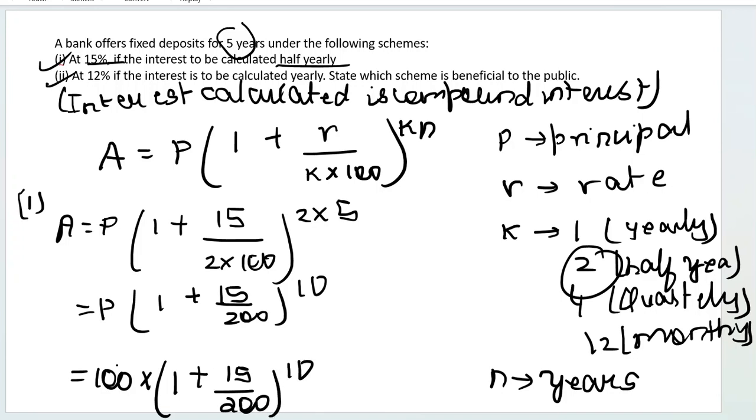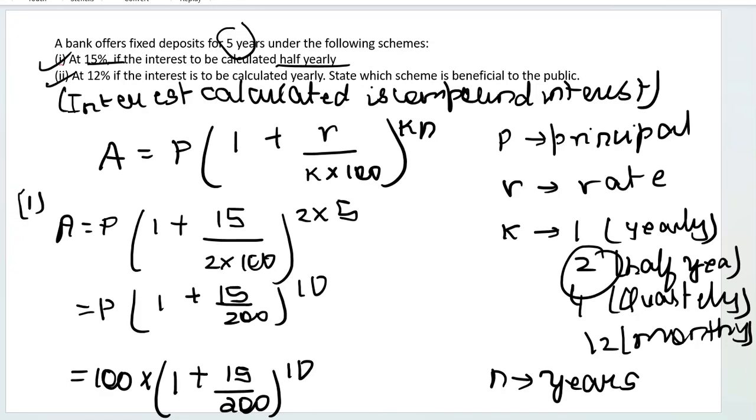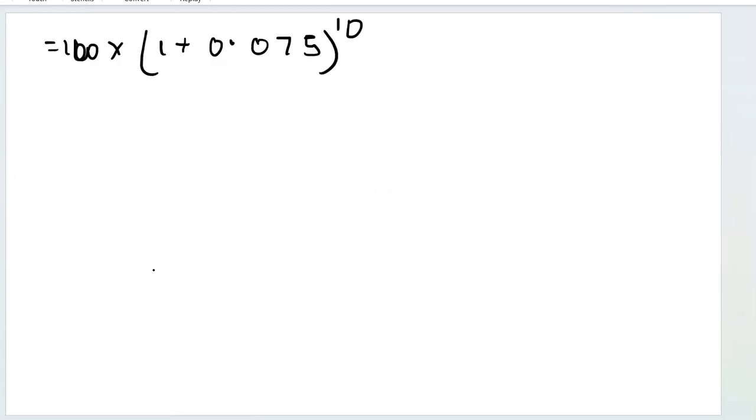Now we solve this problem. First we find out what is 15 divided by 200. We get the answer as 100 into 1 plus 0.075 raised to 10. Basically, 15 upon 200 becomes 0.075. So therefore, we get 100 into 1.075 raised to 10.